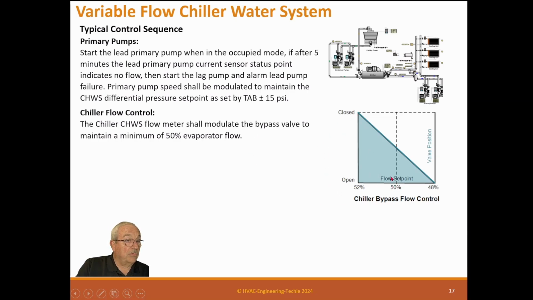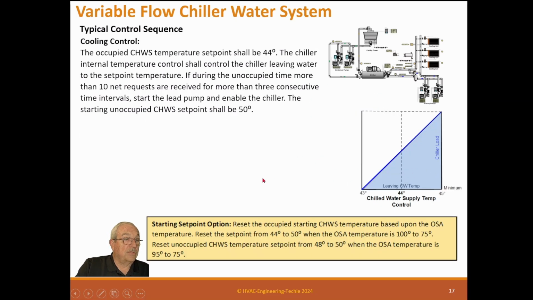Now, normally that will not be a point because this system is going to be over 52% flow. So it will be 100% flow. Then this will be 100% closed. It's not going to matter. All right. So that's the chill water flow system.